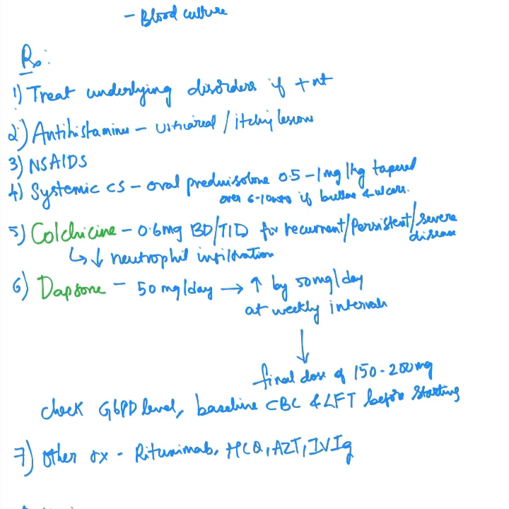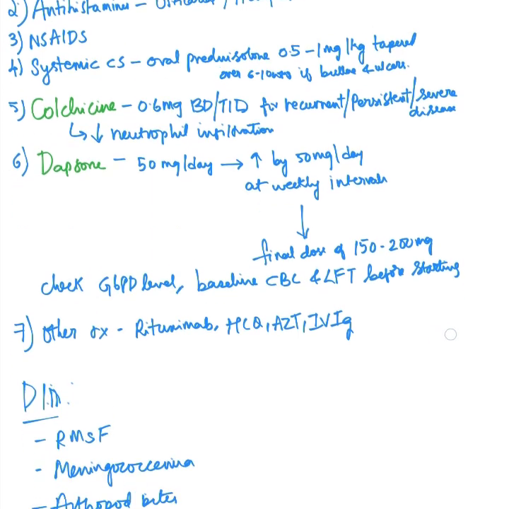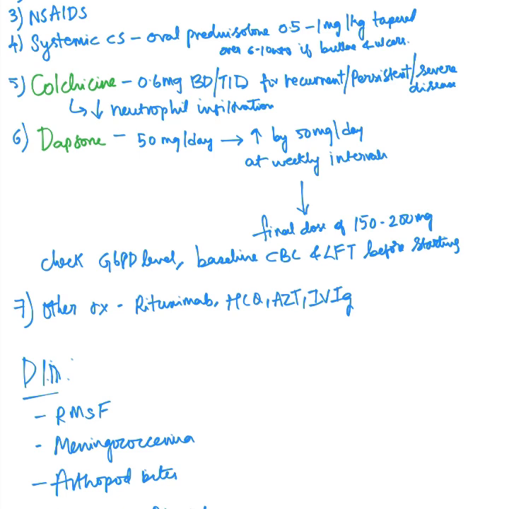It reduces neutrophilic infiltration. Dapsone, starting at 50 mg per day and increasing by 50 mg per day at weekly intervals to a final dose of 150 to 200 mg per day, can be given in severe disease, and it also acts on neutrophilic chemotaxis and reduces the duration of the disease. Before starting dapsone, we have to check G6PD levels, baseline complete blood count and LFTs, and they should be monitored once every 4 weeks. Other management strategies include rituximab, hydroxychloroquine, azathioprine, and intravenous immunoglobulins.